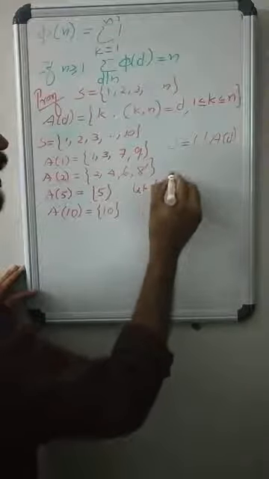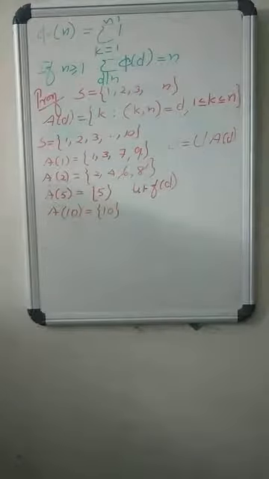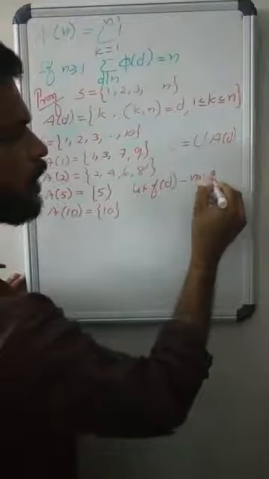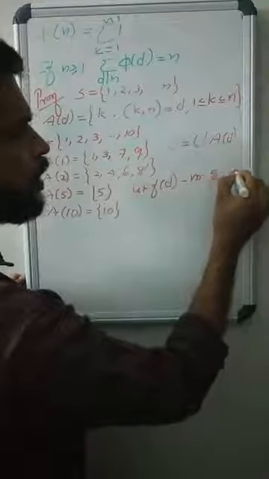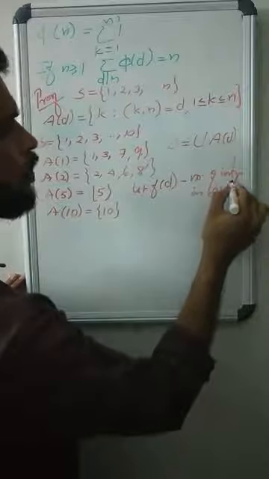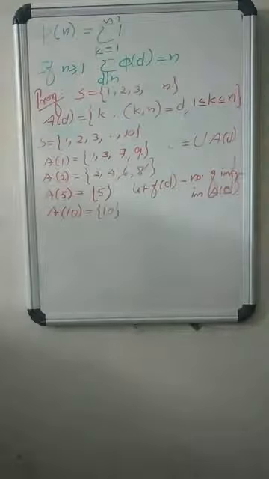Now let F of D denote the number of elements, the number of integers in A of D. So how many integers are in A of D?